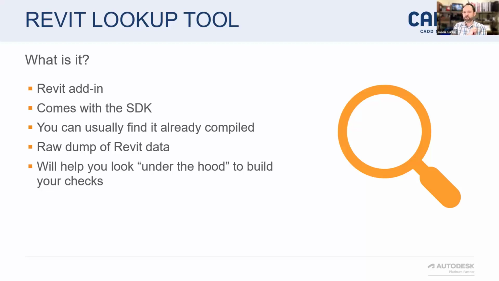And the Lookup tool does a great job of saying, no, this is the name of the parameter, or maybe this is the built-in parameter name that we're looking for, or this is the data type, and this is how the database stores it.